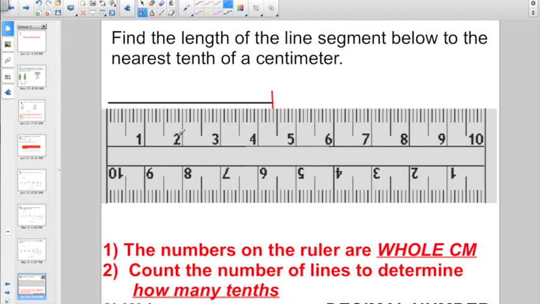So, looks to me like this line's going all the way past the whole number 4. Here is 4 1/10, 4 2/10, 4 3/10, 4 4/10. But because it is metric, write your answer as a decimal number. If you write this as a fraction, I'm going to have to mark it half wrong. So 4.4 centimeters. Just like that.